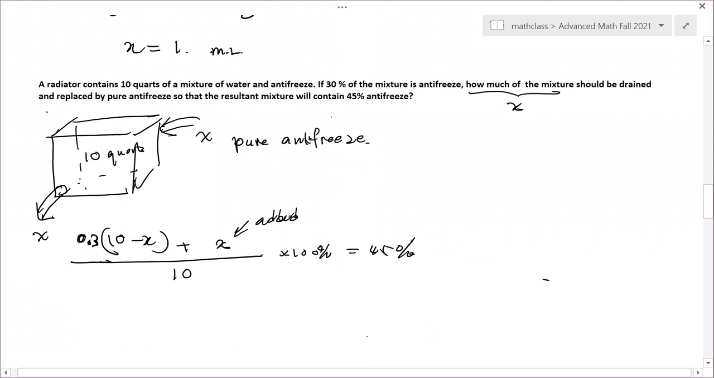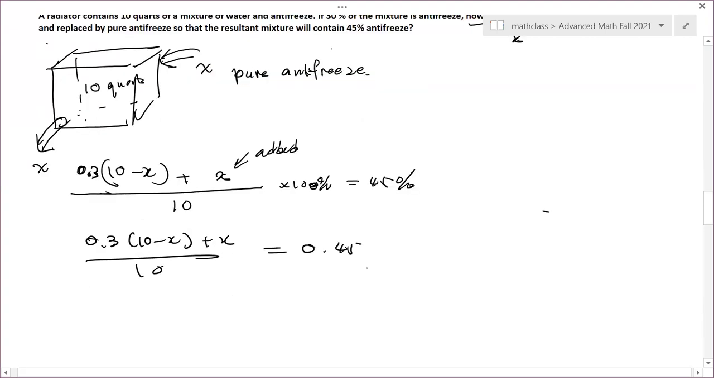Once you get this equation, the remaining part is trivial. 0.3 times 10 minus x plus x, divided by 10, equals 0.45. Then I multiply both sides by 10.